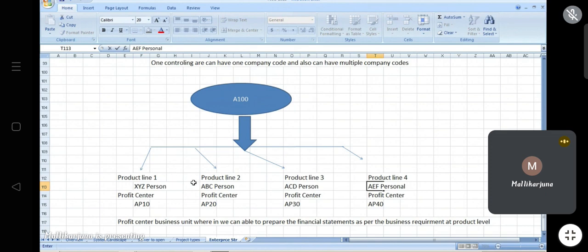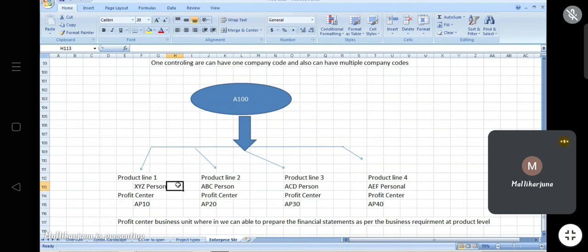So which business unit is yielding more profit? Within the company, as we are discussing, there are four product lines. Each product line we classified as a profit center. Now the business would like to prepare their financial statements in order to know which business unit is yielding more profits. How do they get the net profit? By preparing the P&L statements.